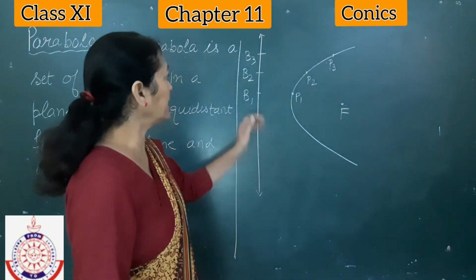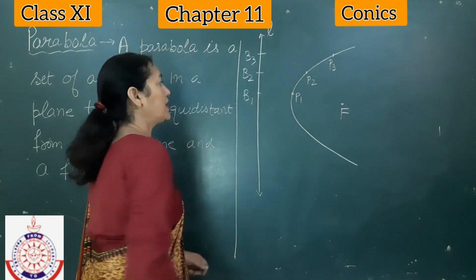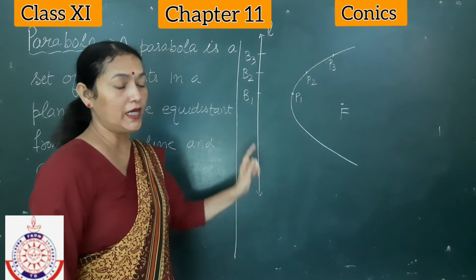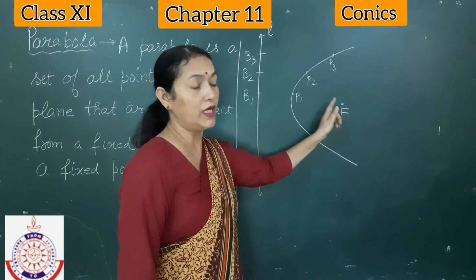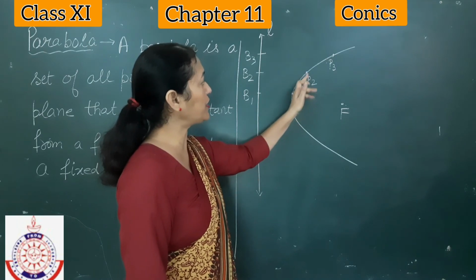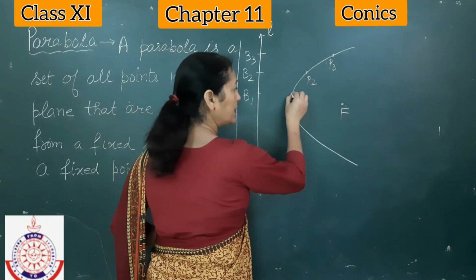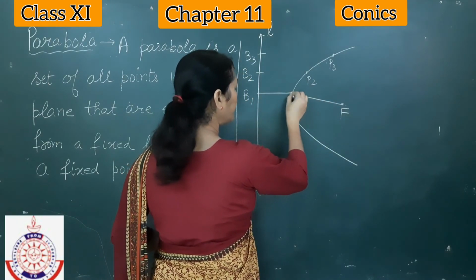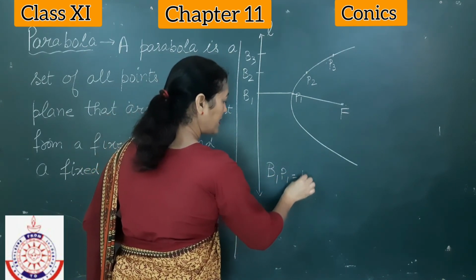For example, I have taken a fixed line, say L, and I marked different points B1, B2 and B3 on this fixed line. I have taken a fixed point as F. Now I mark points P1, P2, P3 in such a way that the distance of P1 from F and the distance of P1 from B1 is the same. That is, P1B1 is the same as P1F.